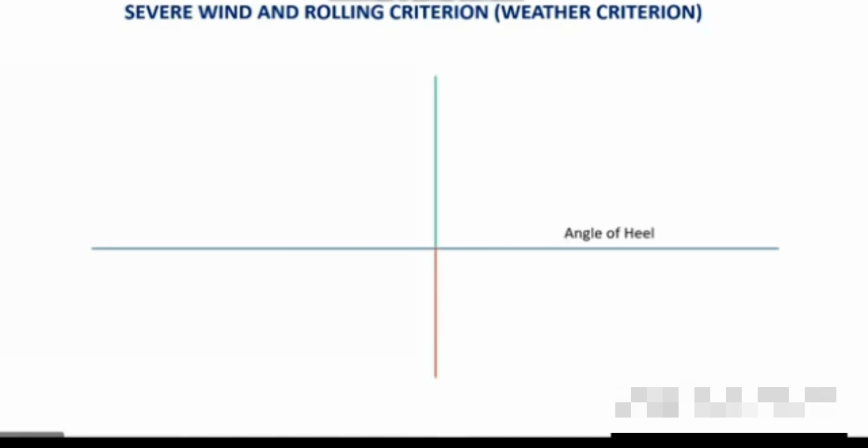So, angle of heel is on the x-axis, lever is on the y-axis, and I'm sure all of you agree that the GZ curve looks somewhat like this. Correct, beta? Yes, sir.